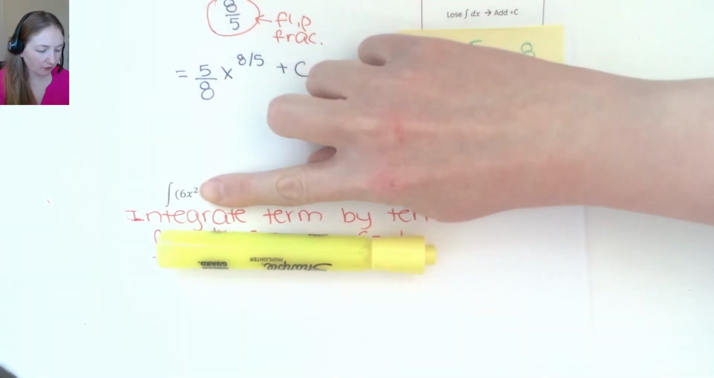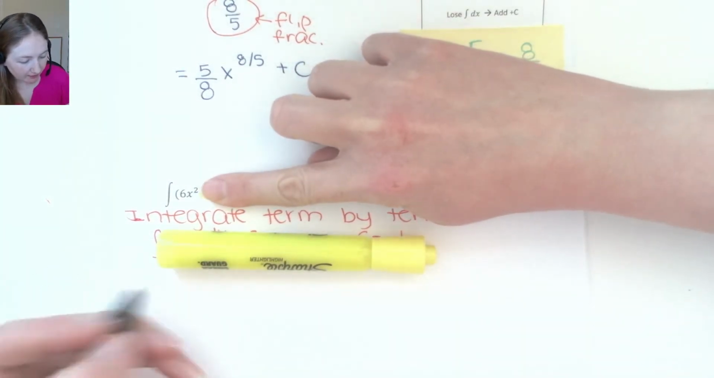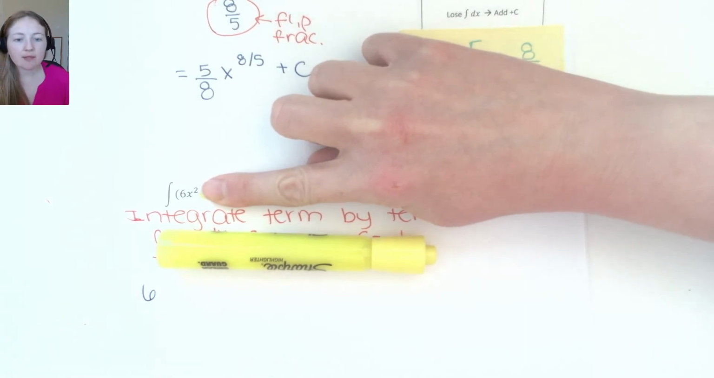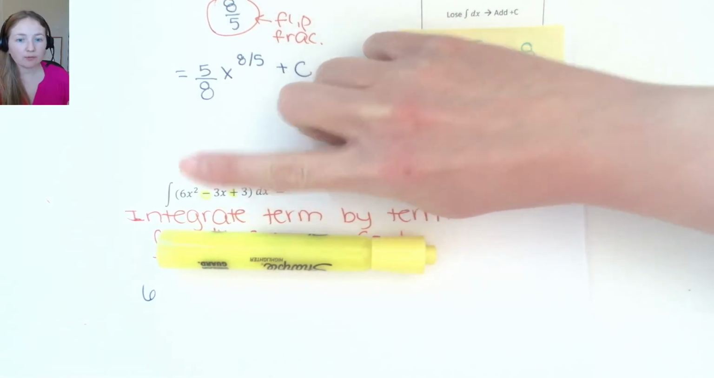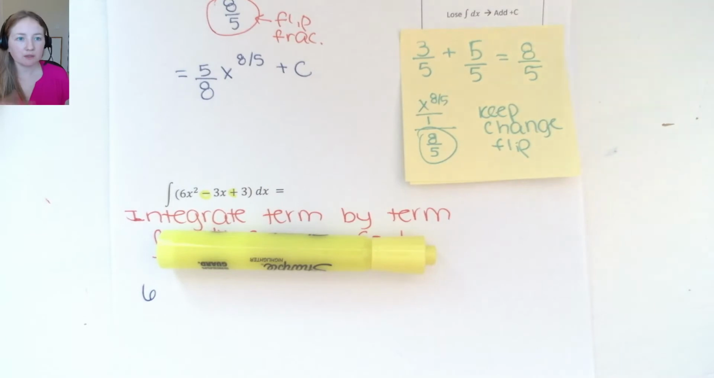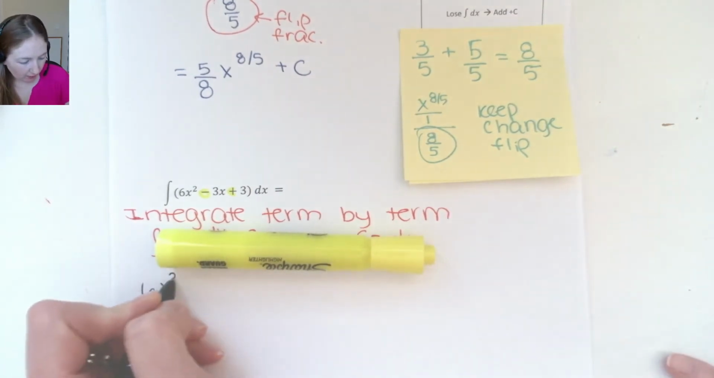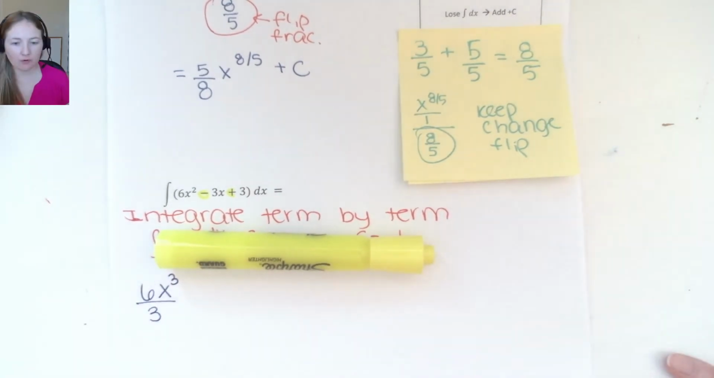So if I look at the first term, the 6 is going to tag along. And then for the power rule, I will add 1 to the exponent, divide by the new exponent. So that will give us x to the third over 3.